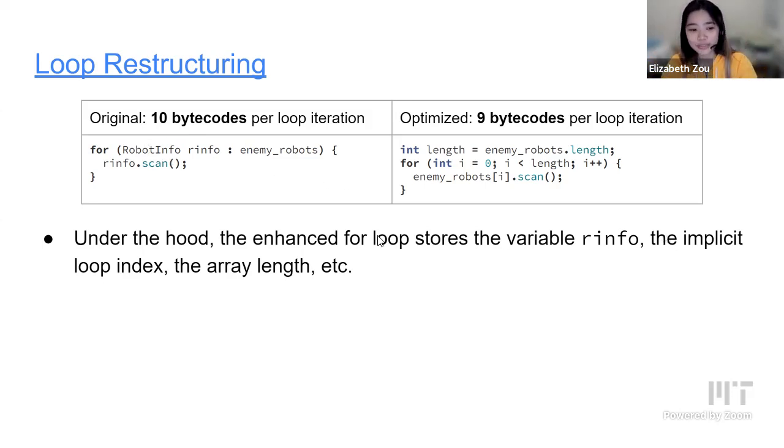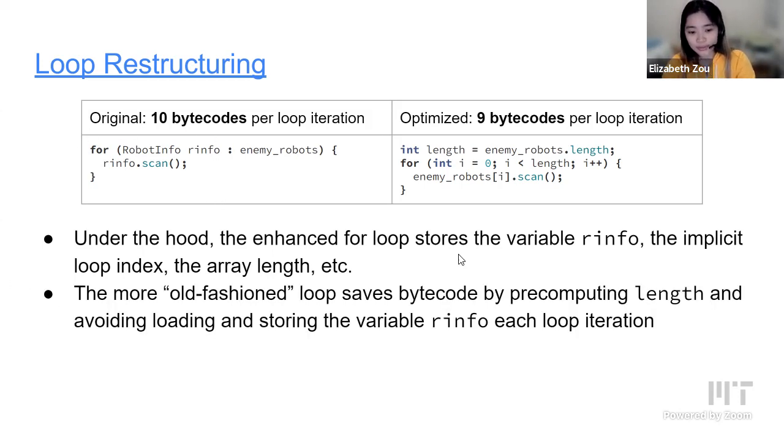It also has the implicit loop index. So this optimized version having this variable i doesn't actually affect the bytecode counts as compared to the enhanced for loop, because they both under the hood do the same thing. The array length and so on, these are all things that both of these loops will have to use. So this old-fashioned loop actually saves the bytecode count by pre-computing length. First of all, you don't have to query the length of this array every single iteration of the loop. And it also avoids loading and storing this variable r_info for each loop iteration.